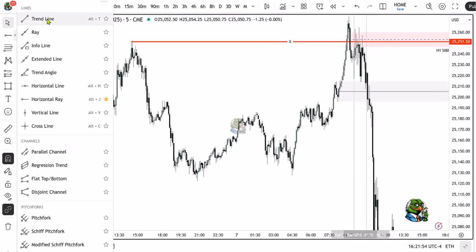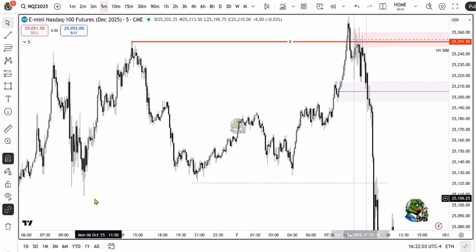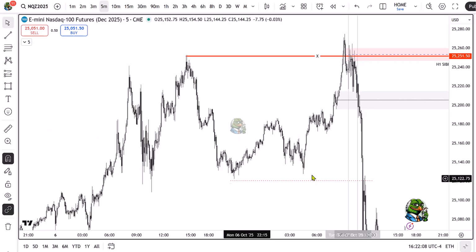And I like to mark out, just like I mentioned in my previous video, very clean equal lows, because as retail traders are entering into long positions, they move their stops just below what they perceive to be support, which is where we have these swing lows or equal lows, okay?